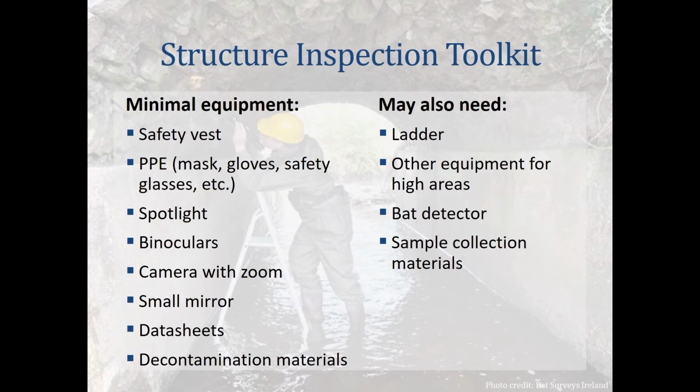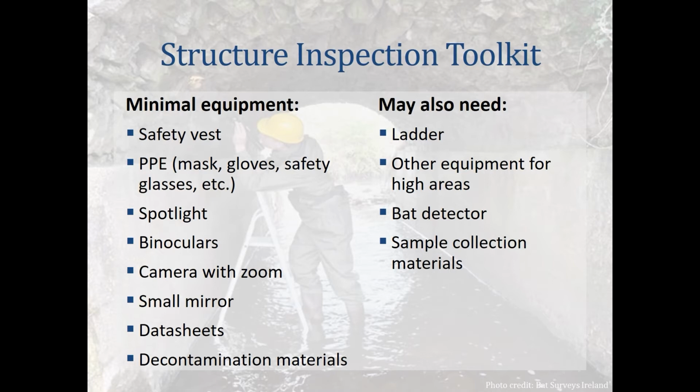A camera is important to document the areas of the structure that were surveyed and to take pictures of any bats for species verification. Mirrors can be helpful to see into areas that are hard to view directly with the spotlight. Additional equipment that may be useful, especially for large structures that are difficult to survey entirely, are ladders and other construction equipment such as cherry pickers and snoopers.